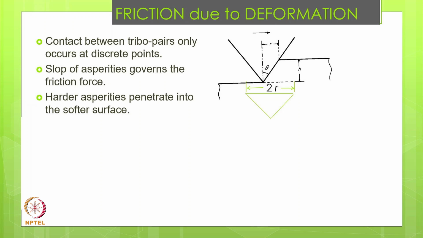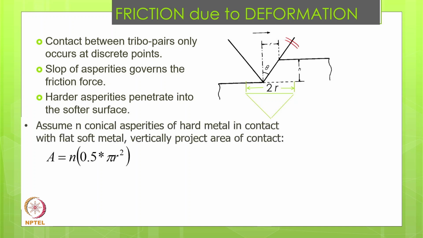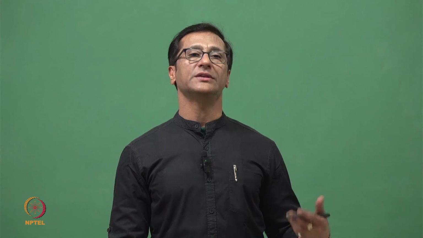Now, for some theory development, we can take these conical asperities, which try to plow the surface. We can give a relation in terms of area: if the number of asperities is n, and each cone has a radius r, it can be given in this form. Of course, r we do not know. Assuming all asperities are of the same dimension is hypothetical and not realistic, but with this assumption we try to at least get some feeling about abrasive friction, or friction due to deformation.